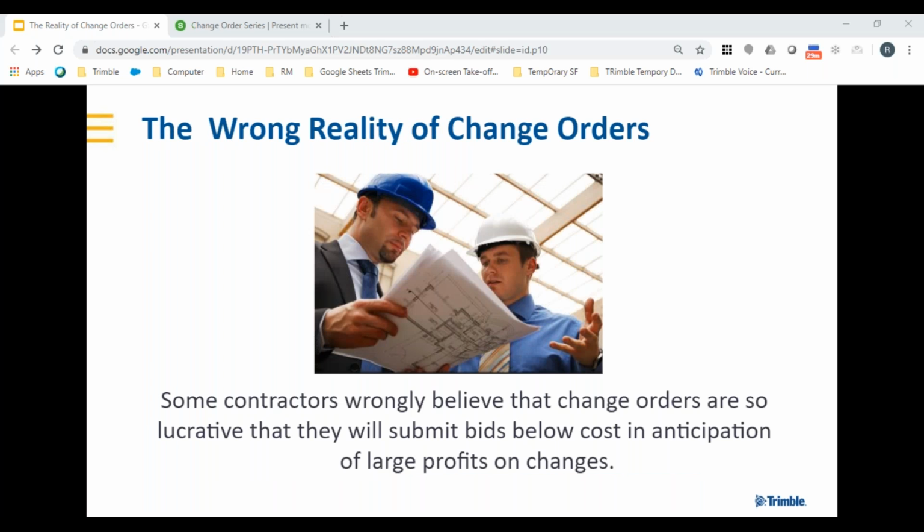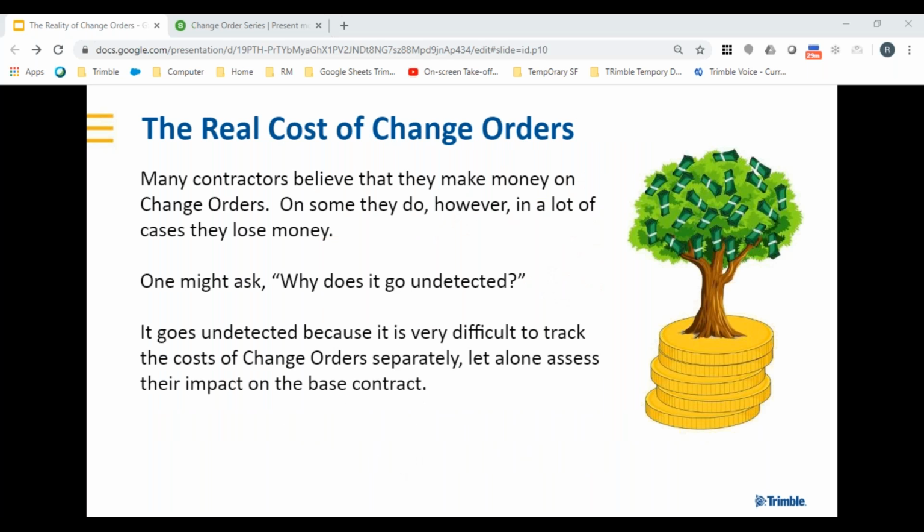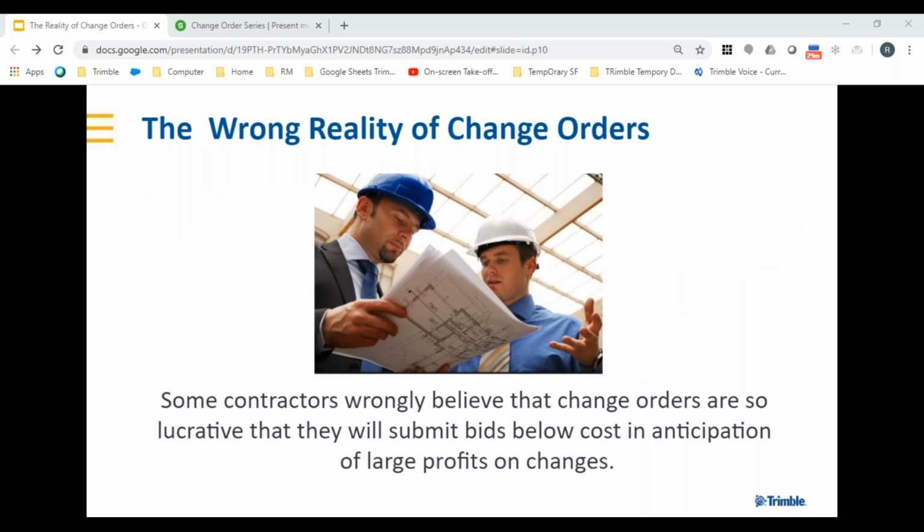I've seen people say that they have bid projects under cost or at cost with no consideration of profit or risk assessment because they're anticipating these change orders to feed them. So that is real. Typically, that is a misnomer, obviously.